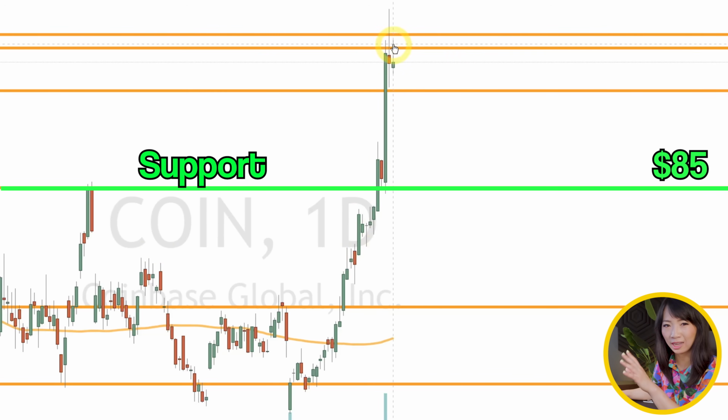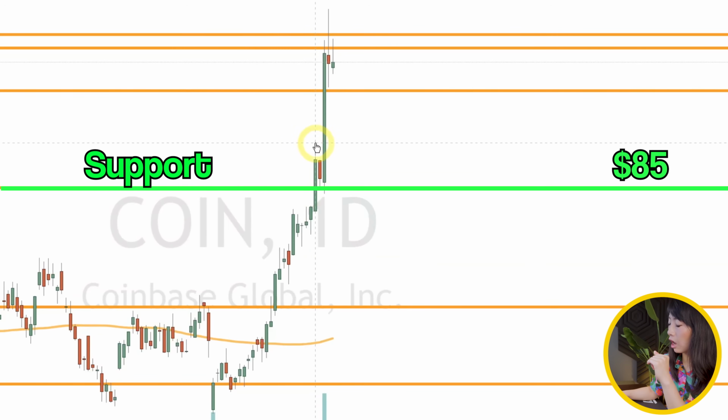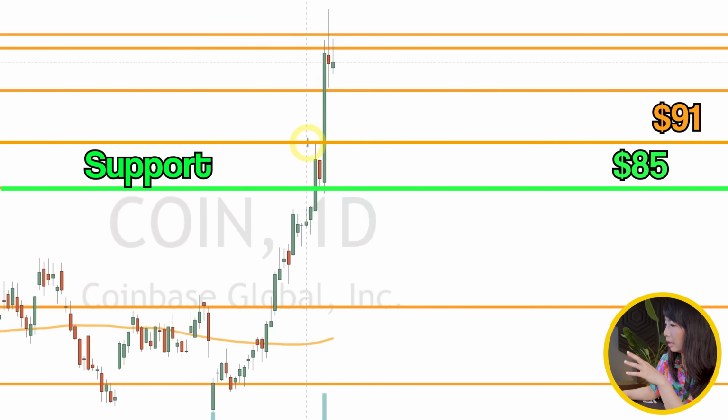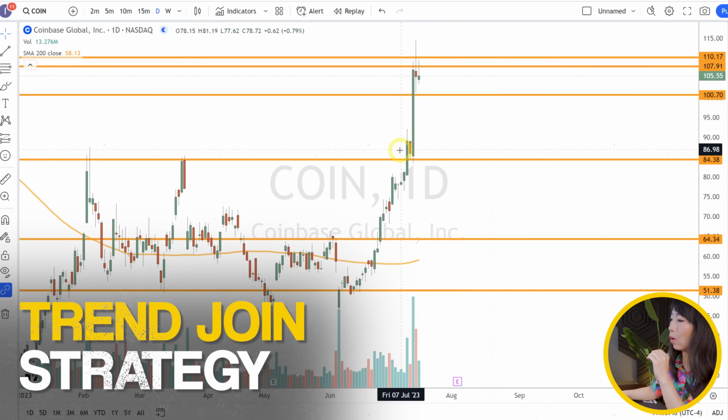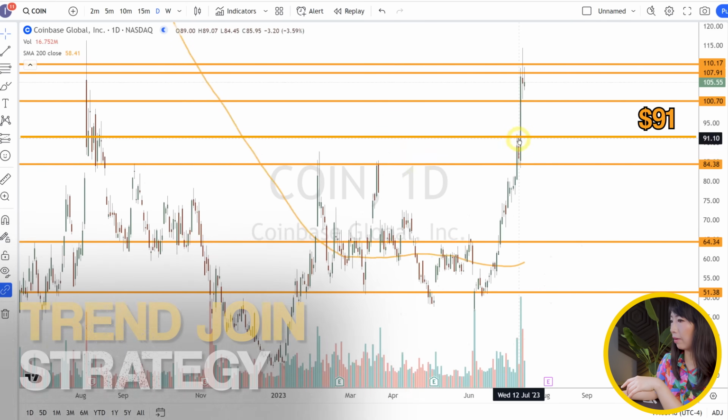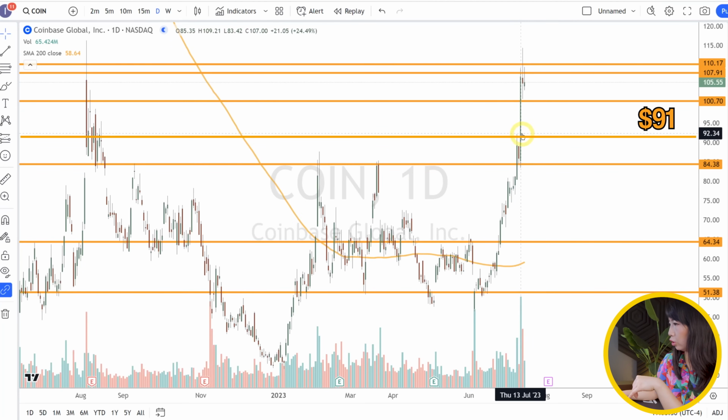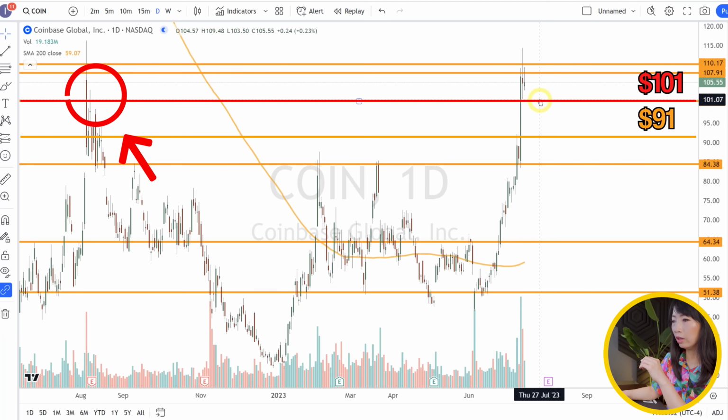A lot of shorts got trapped. And once the stock breaks through that recent high, the little resistance from just 2 days ago, $90, $91, then it becomes a trend join strategy. Why is it a trend join? Because you don't have any clear resistance after that $92 until that 100, 101 area.